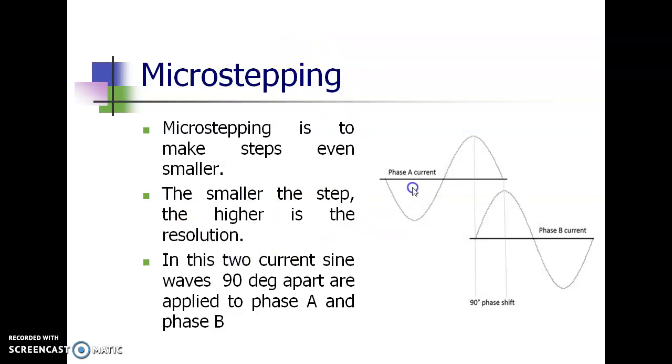So here we are using two sine waves. You can see here there are two sine waves, and these two sine waves are 90 degrees apart. This is one sine wave and this is the second sine wave, which is having a difference of 90 degrees, a 90 degree phase shift. These two sine waves are applied to phase A as well as phase B.